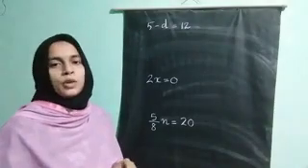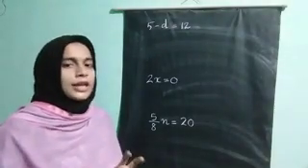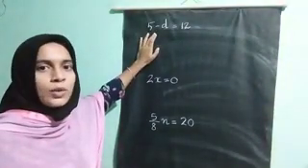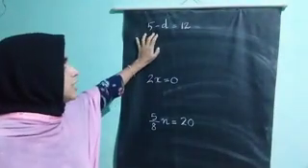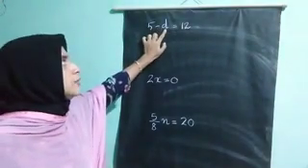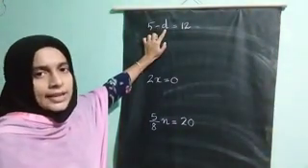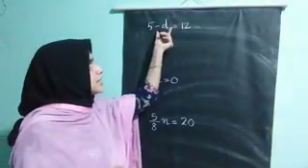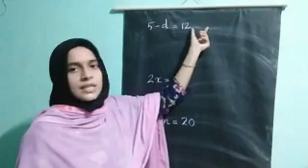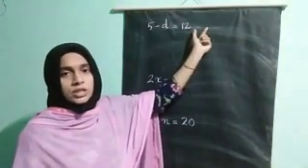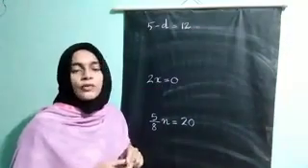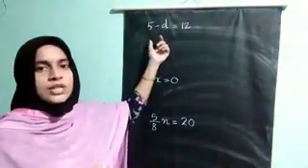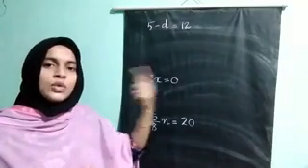We can do some more problems of solving the equations. Here, 5 minus d equal to 12. You can see the sign of the variable is negative, so we can transpose this negative d to the other side. It will become positive. We need the value of the positive variable, not the negative variable. That's why we are transposing this minus d to the other side.